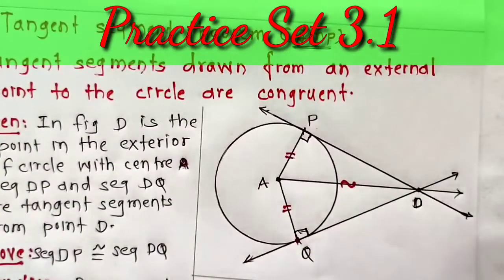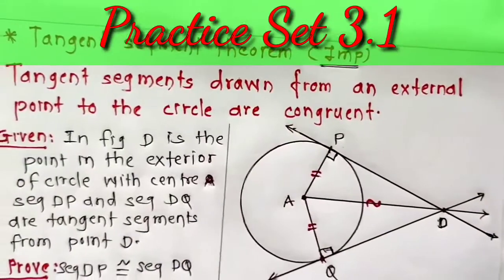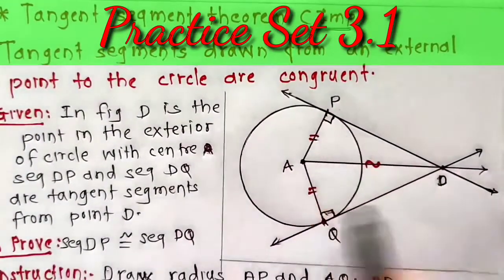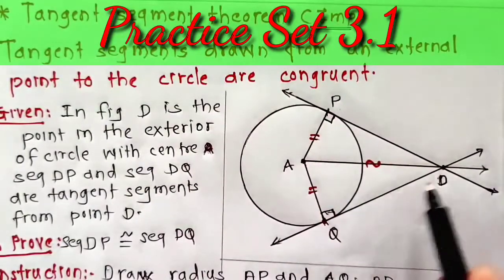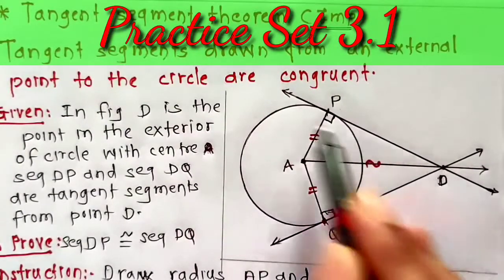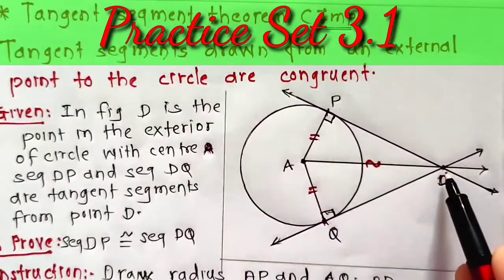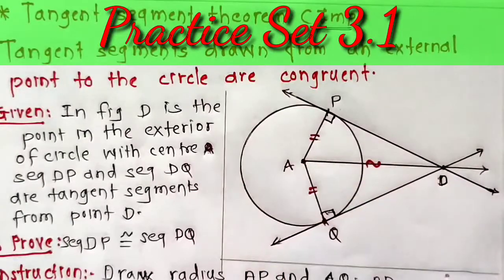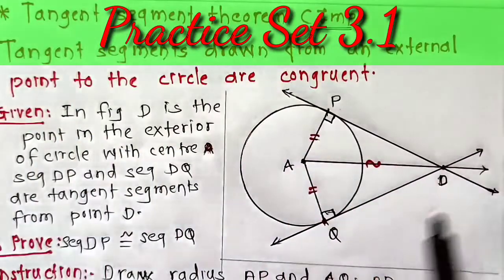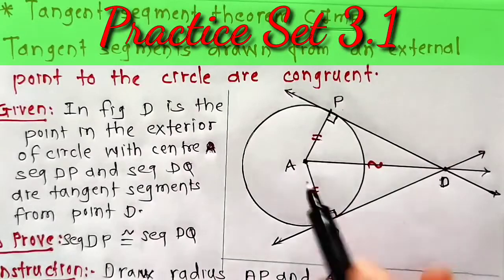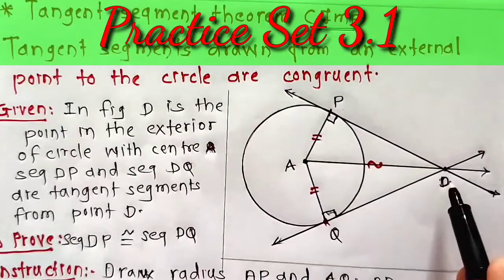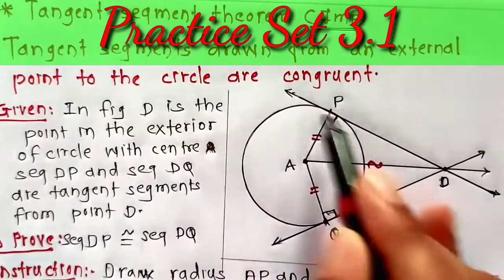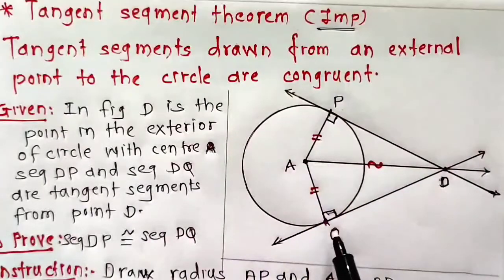So in this way, this is a very important theorem from this chapter. See that theorem again: the tangent segments drawn from an exterior point are congruent. First draw a circle with center A, and D is in the exterior. You can write any names for the points, O, A, B, C, D, like this, since the names are not given. Then draw the tangents from the exterior point. We can draw two tangents, so DP and DQ are the two tangent segments.